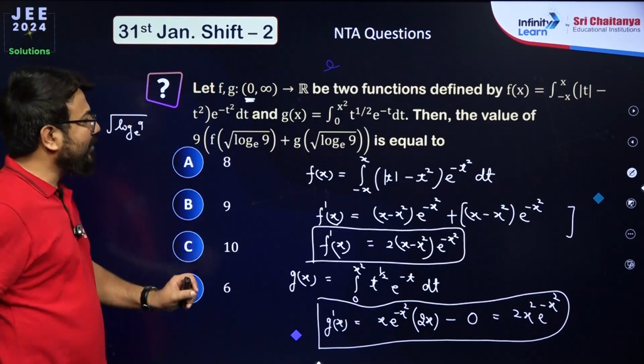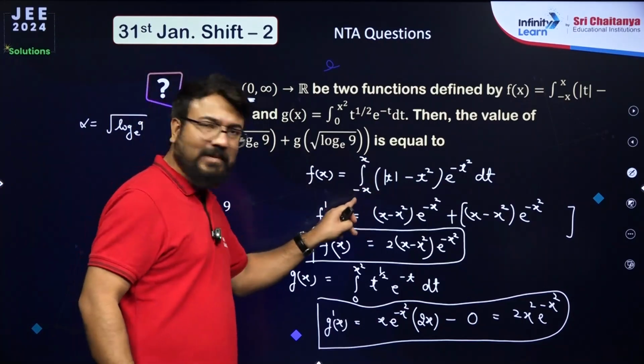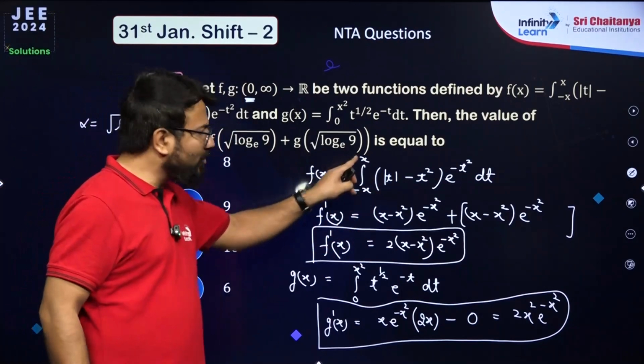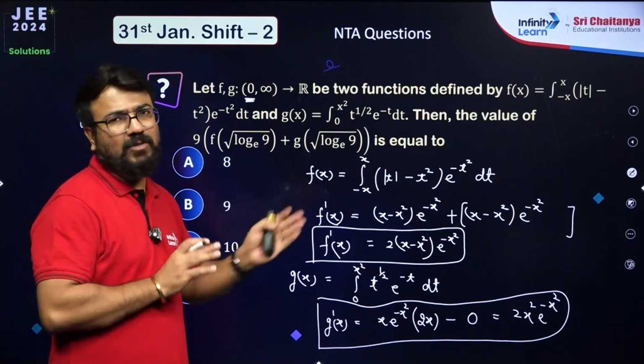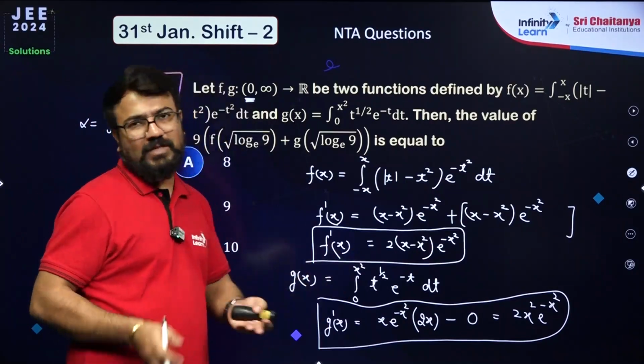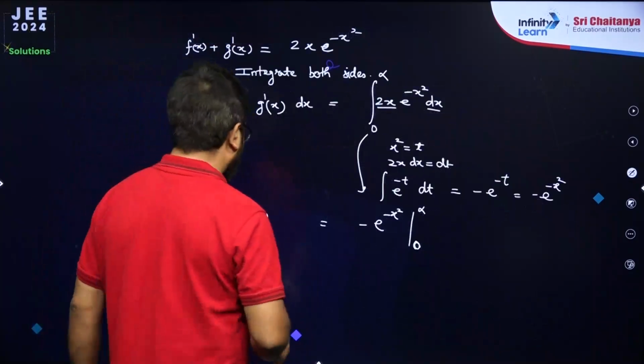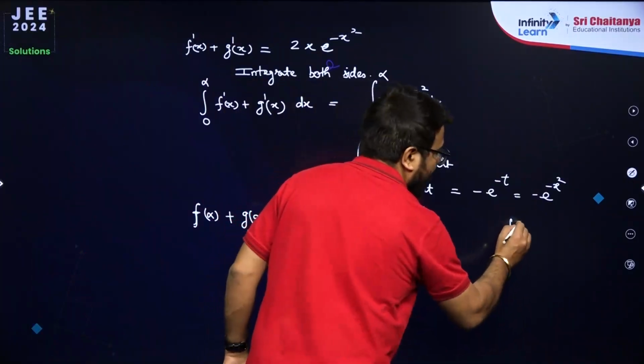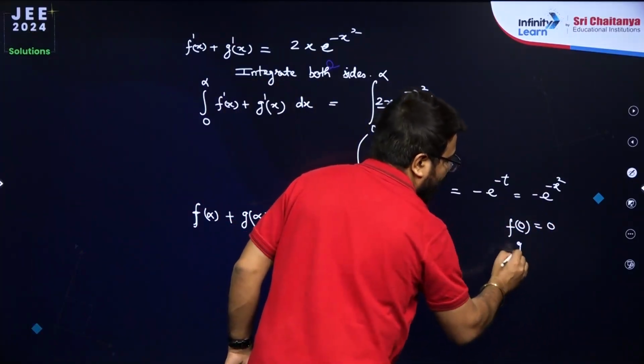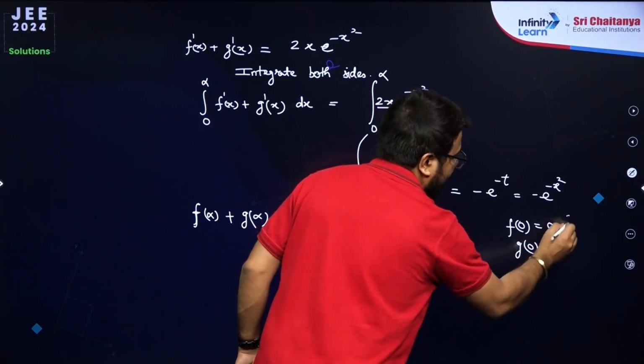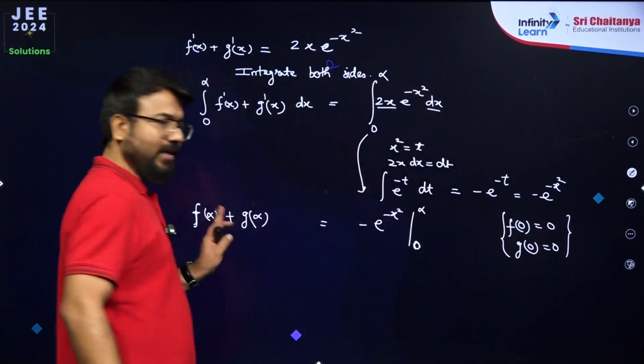So I just want to tell you that looking into this function, if I place the value of x as 0, so 0 to 0, that means f of 0 will be 0. Here also 0 to 0, g of 0 will also be 0. So I am writing here that since f of 0 was 0 and g of 0 was also 0, that is why I haven't mentioned their values over here, okay?